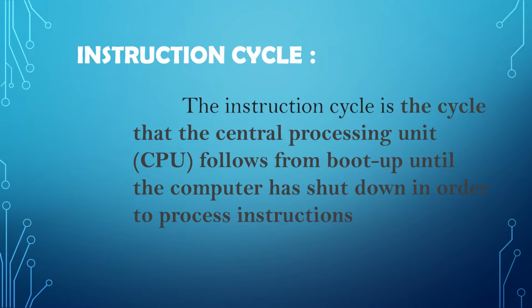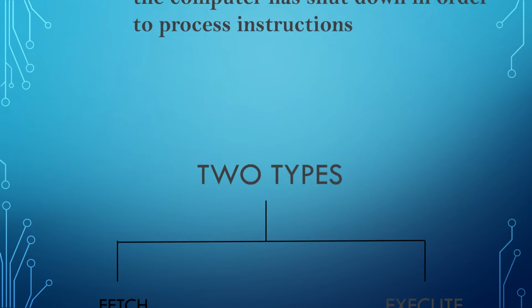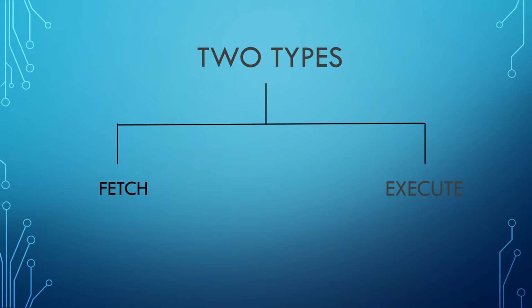The computer system's main function is to execute the program. The computer program consists of a set of instructions. The CPU is responsible for executing these program instructions. It consists of two steps: fetch and execute. Fetch is the process of fetching some data, and execute is the process of executing the operation.